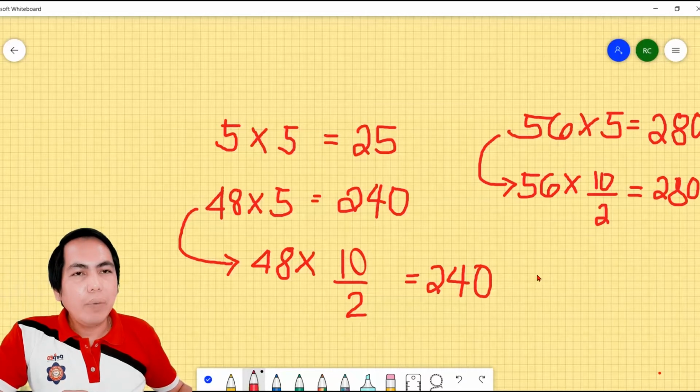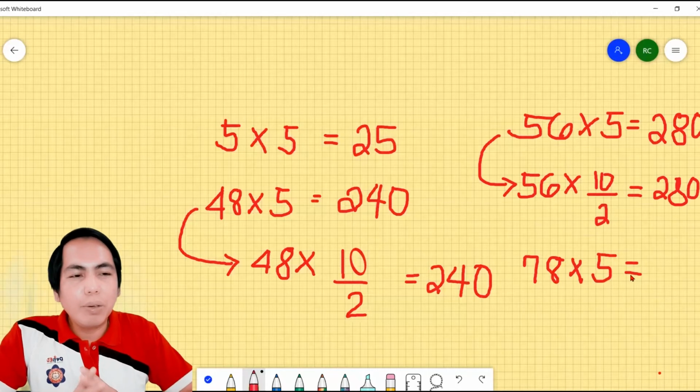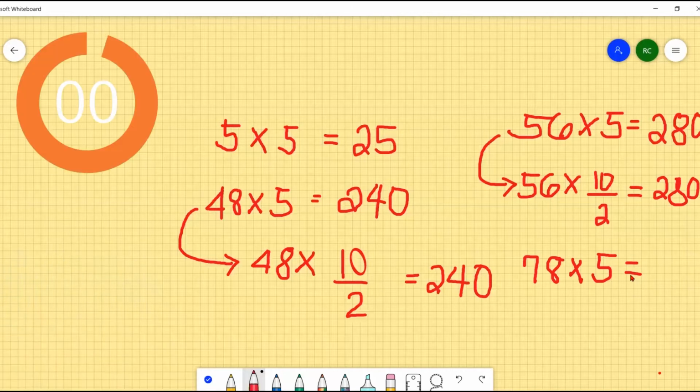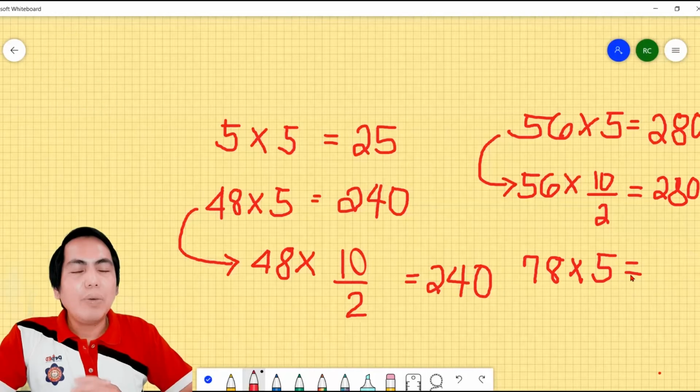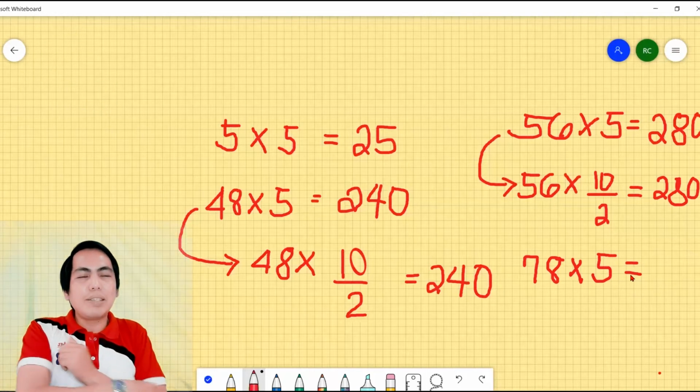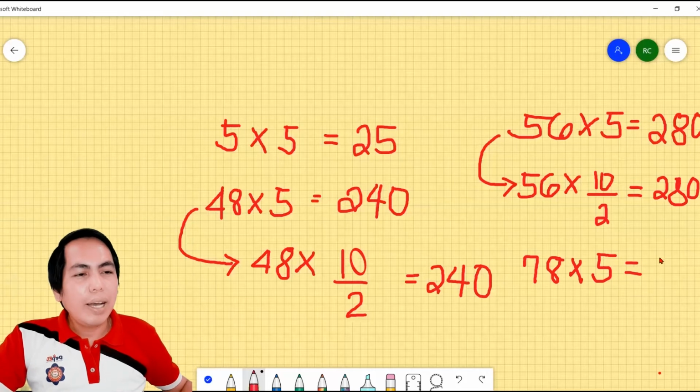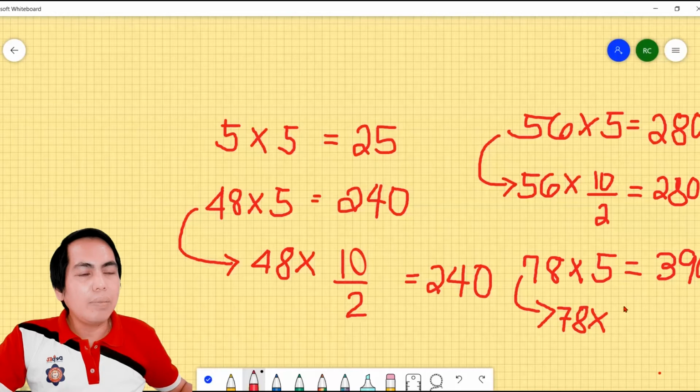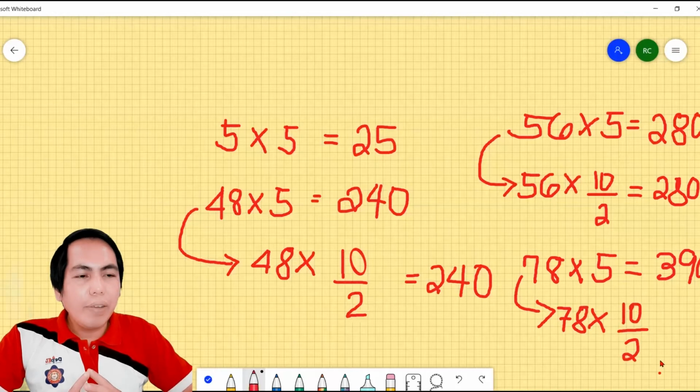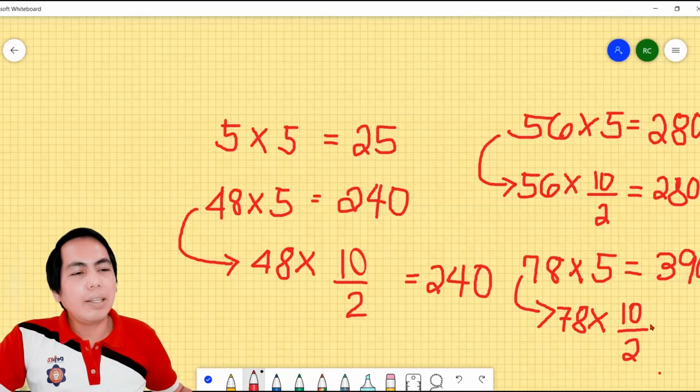Now, what if we have 78 times 5? Can you find the product of 78 and 5 in 5 seconds? Let's try. Okay, what's our answer? 78 times 5 is equal to 390. Let us rename first: 78 times 10 over 2. 78 divided by 2 is 39, times 10 is 390.